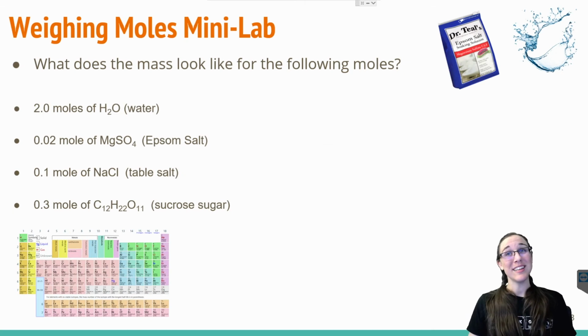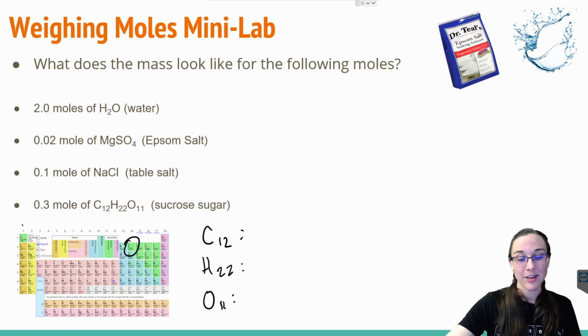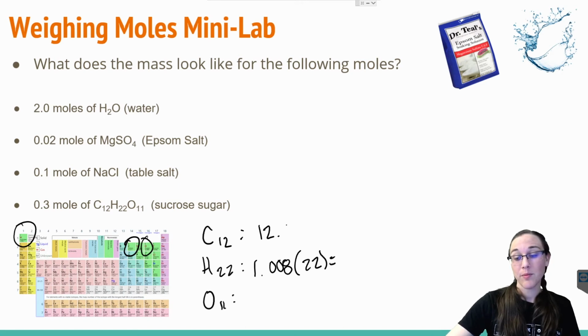Last but certainly not least, we have sucrose sugar. Let's find the molar mass before we do our dimensional analysis. We have 12 carbons, 22 hydrogens, 11 oxygens. On the periodic table, carbon is right here, hydrogen's over here, and oxygen's right there. Each hydrogen brings to the table 1.008, and there's 22 of them. Each carbon brings 12.011, and there's 12 of them. And each oxygen, as we saw before, brings 16 mass, and there's 11 of them.